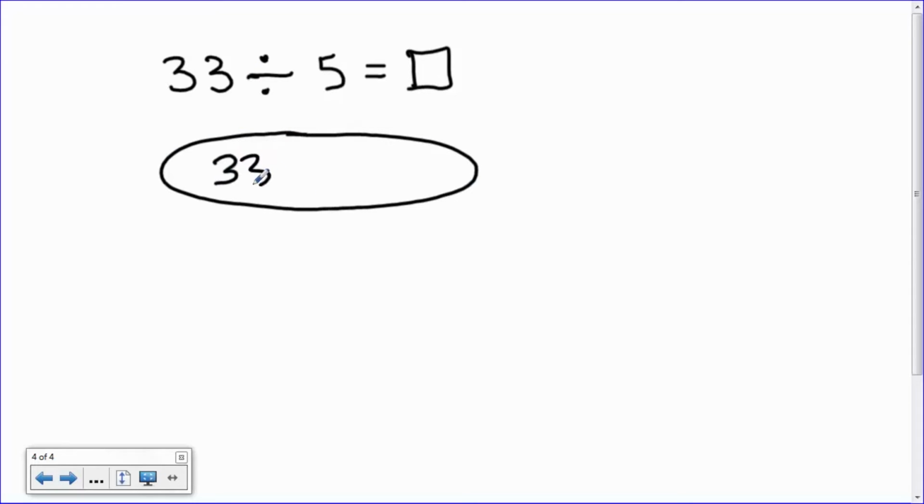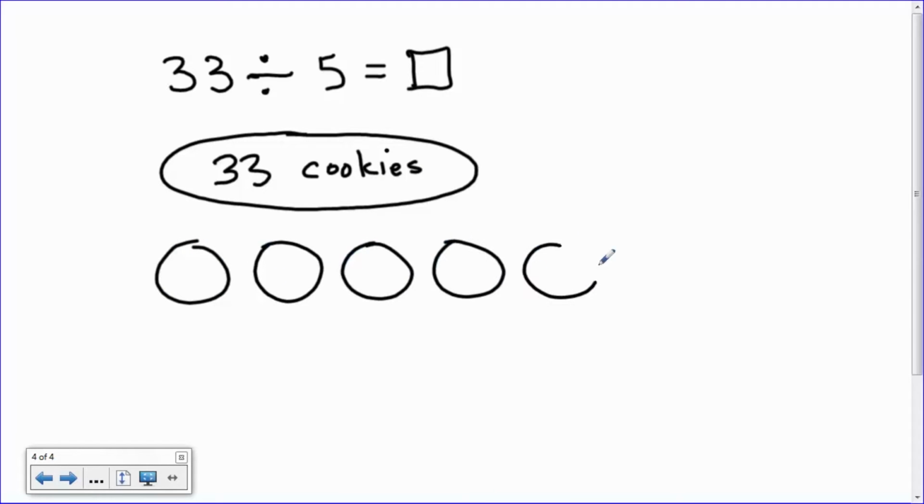So let me look at the division problem: 33 divided by 5. And let's suppose that there are 33 cookies, and I want to separate them or divide them evenly among 5 kids. So I've got 33 cookies, and I want to divide those evenly among 5 kids. So here are my 5 kids, and the cookies should be distributed.